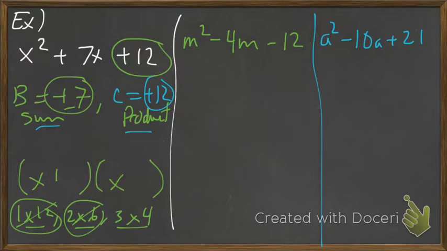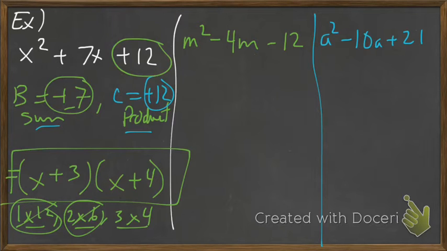Positive 7, so it's plus 3 plus 4. If I multiply positive 3 and positive 4, do I get positive 12? I do. If I add positive 3 and positive 4, do I get positive 7? I do. So that is my final answer. Put my equal sign there. Beauty. Let's look at this one.